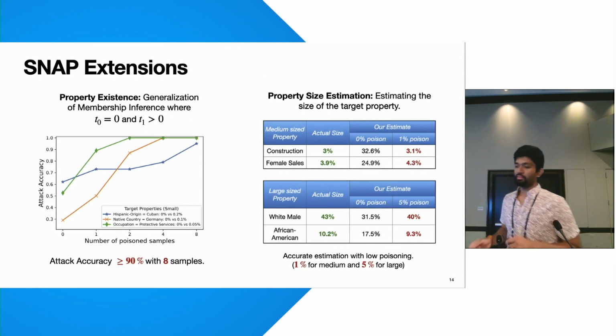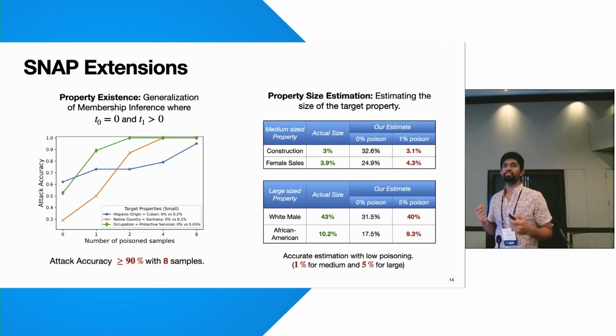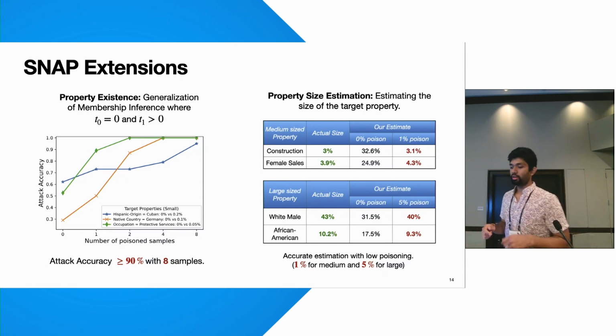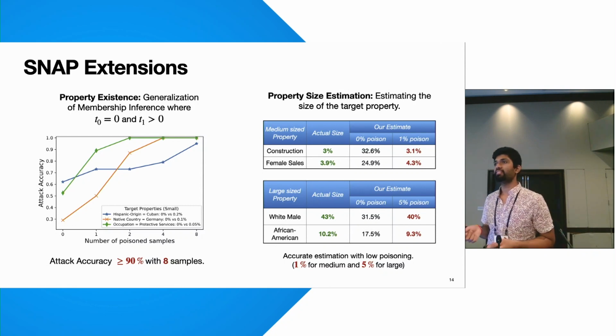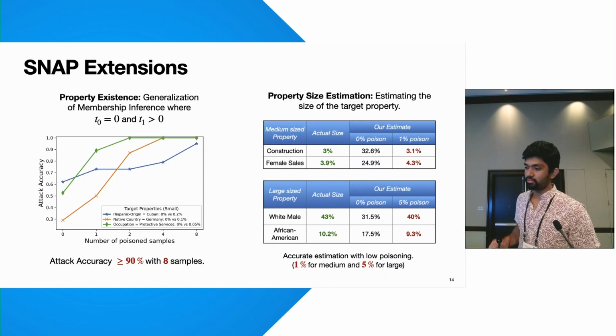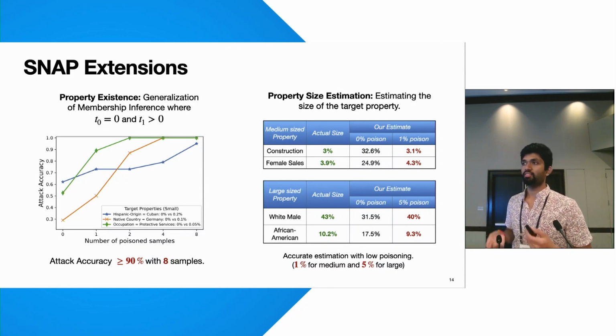We have several extensions. Here I'll discuss the property existence. Recall that property existence is where the adversary is interested in knowing if the property was even present in the data set or not. Here we observe that for property existence, we required no more than 8 samples to get an attack accuracy of greater than 90%. Similarly, for property size estimation, we got accurate estimations at very low poisoning rates.